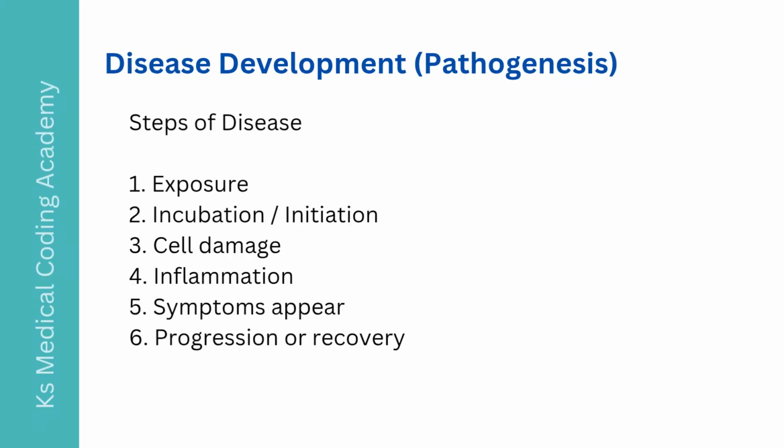Disease development, pathogenesis, steps of disease development. Most diseases follow a sequence. First comes exposure to a harmful agent. Then comes incubation or onset, followed by cellular damage. In response, the body triggers inflammation. Symptoms appear, and finally, the disease either progresses or the patient recovers. Coders must look for these clues in clinical documents.